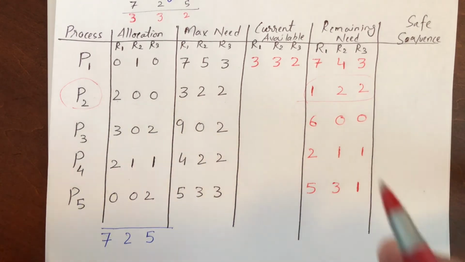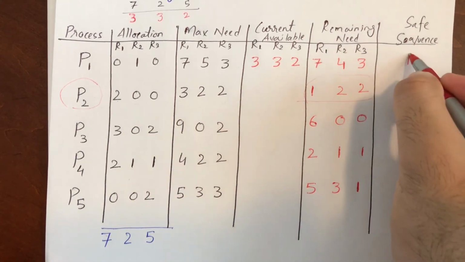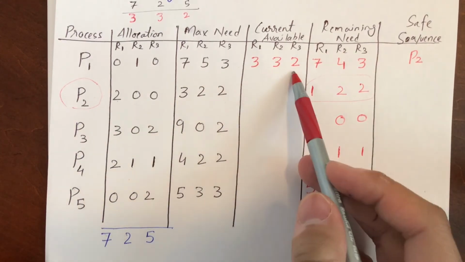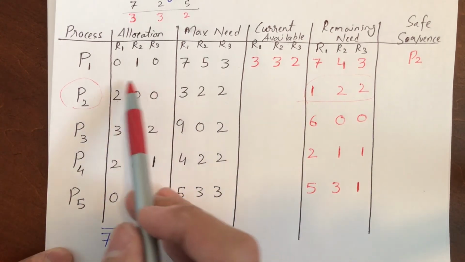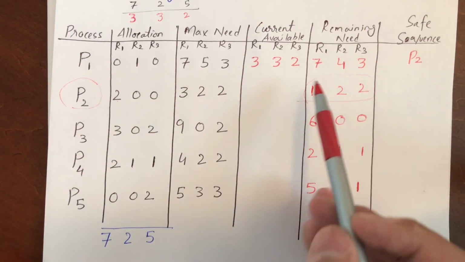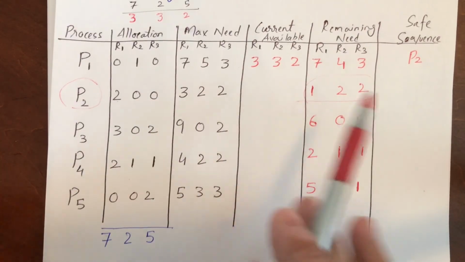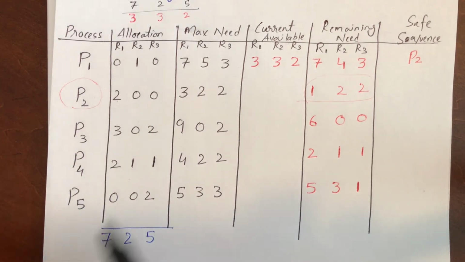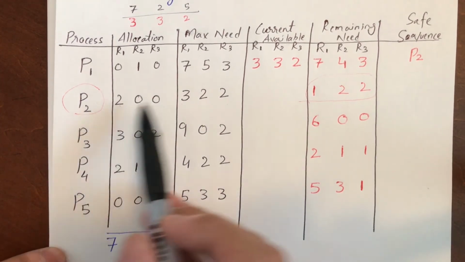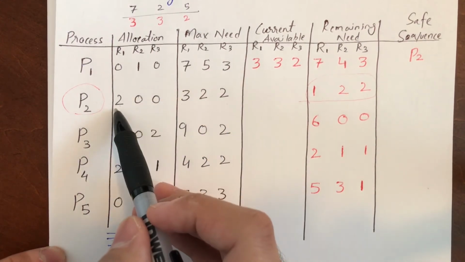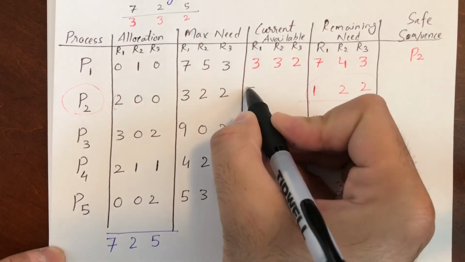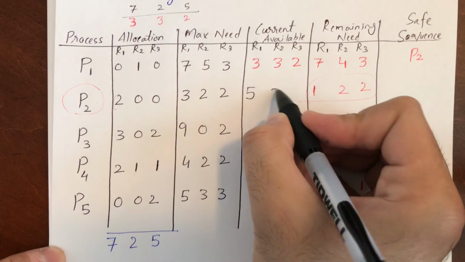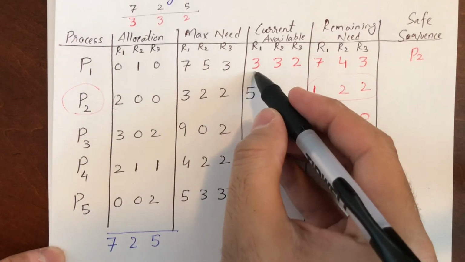So firstly, the sequence is going to be, we will execute P2. We will allocate all these current resources to P2 and get it done. Once P2 is executed, it will release the currently held resources. So current resources will be increased, like these 2 instances of R1 will be back. Now if we add these held resources to R1, it's going to be 5. So 5, 3, 2.